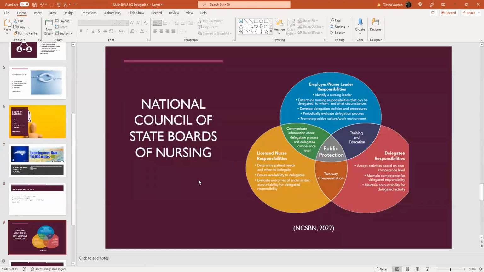The National Council of State Boards of Nursing can also give you information on the proper way to delegate. They start here with the employer, the nurse leader, and their responsibilities; the licensed nurse, who is the delegator; and the delegatee and the responsibilities for the delegatee. It shows that proper two-way communication, training and education, and communicating information about the delegation process helps ensure public protection and safety.